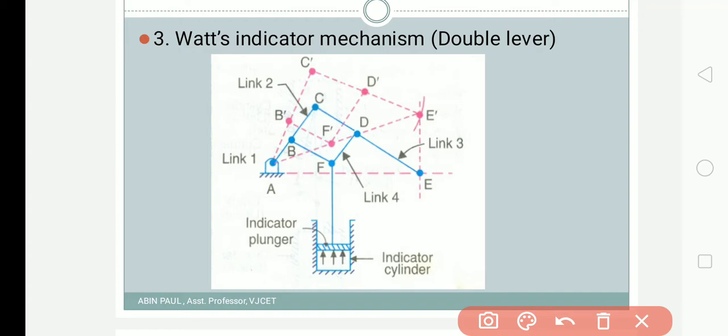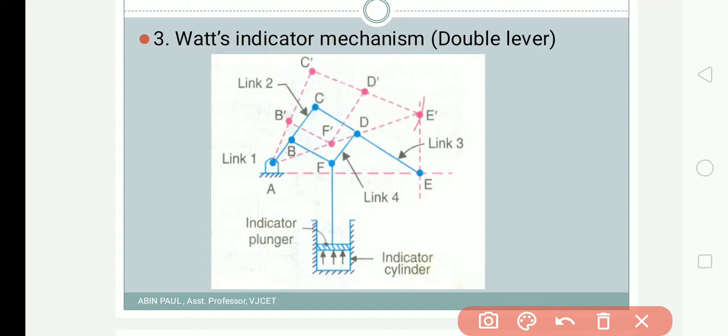So let us see it more. The initial position of the Watt's indicator mechanism is shown by the blue lines. So you can see the blue lines. These blue lines indicate the initial position of the mechanism. When some pressure acts on the plunger of the cylinder or piston like this, you can see the arrow. What will happen? This piston will be pulled upwards. Due to that, the position of the Watt indicator mechanism will change, and the changed position is shown by the dotted red lines.